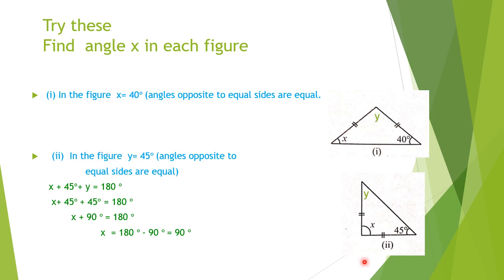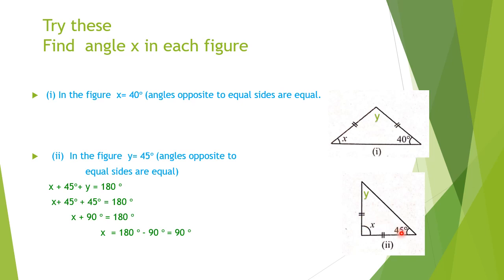Right. Now in the second figure we have this angle as X degrees and one angle is 45 degrees. So we have to find what X is. In the figure, the bottom side and the vertical side are equal sides. You have to see the marking. Here two small lines are given and here also two small lines are given. So this side and this side are equal. The angle opposite to this side is y. The angle opposite to the other side is 45 degrees.